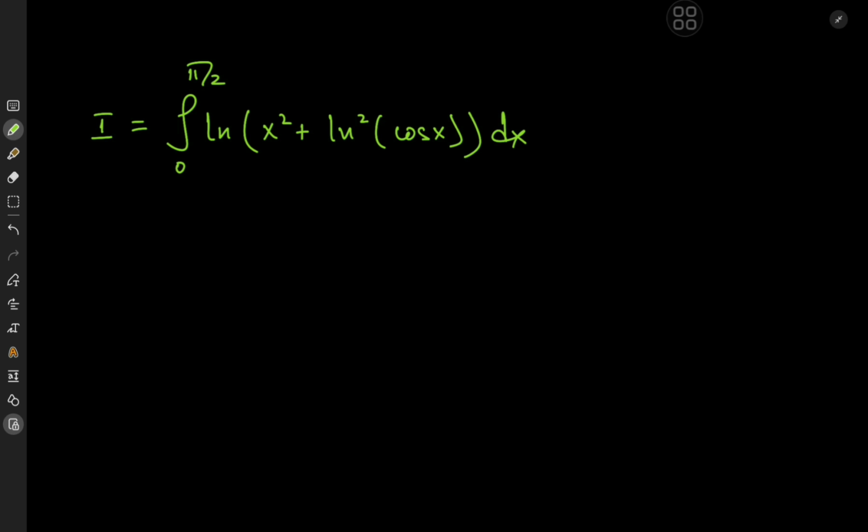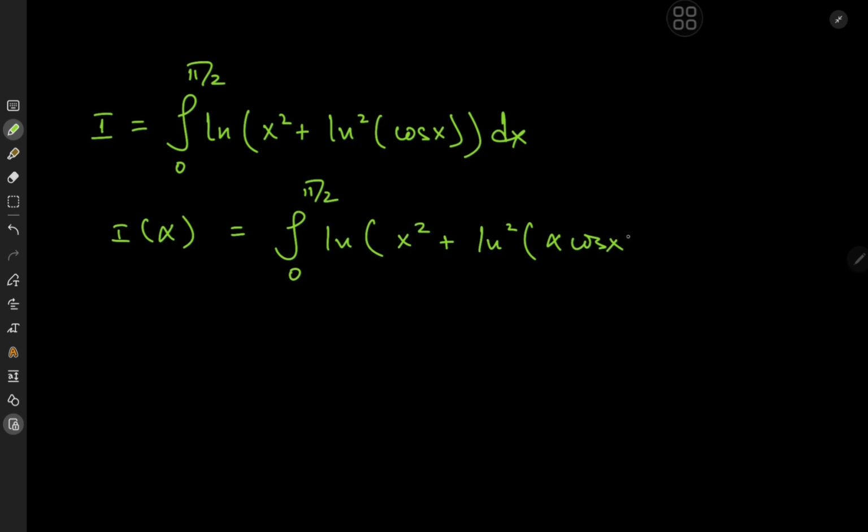Well, I tried it using Feynman's trick of differentiating under the integral sign, and that worked out pretty nicely. So we'll define an integral function I of some parameter alpha, and we'll define it as the integral from 0 to pi by 2 of the logarithm of x squared plus log squared alpha cosine x. So we've introduced the alpha parameter as part of the argument of the second logarithm function.